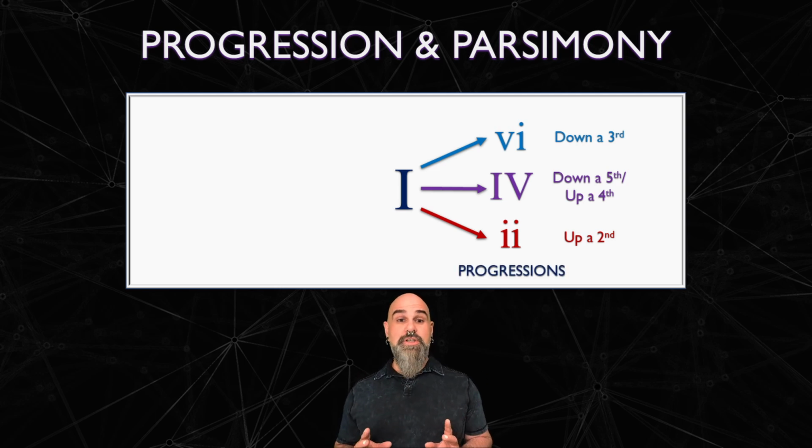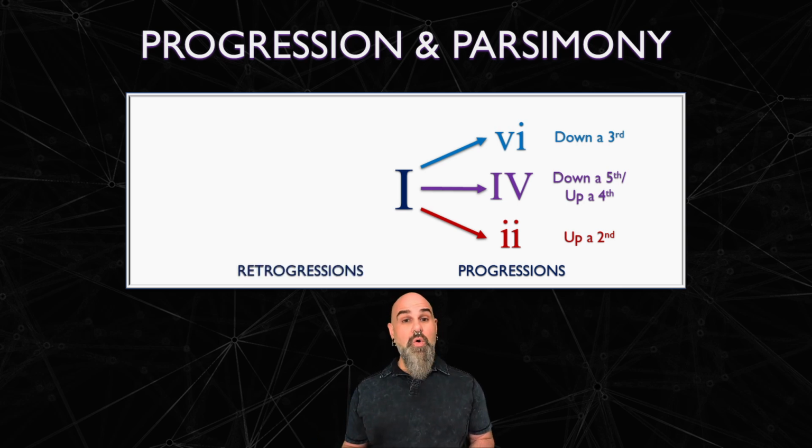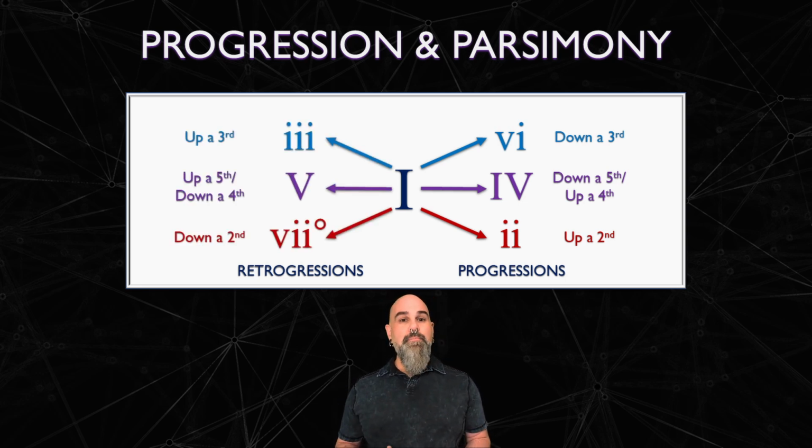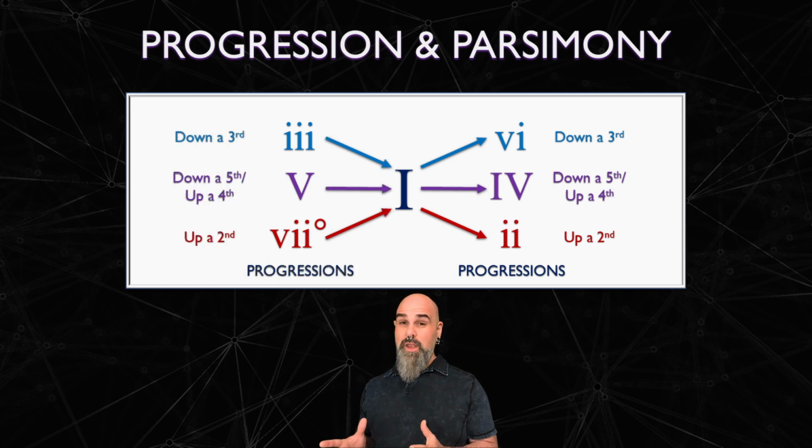These are progressions. If you need help remembering the direction and the numbers, we're always going to move down an odd number and up an even number. The flip side is that there are 3 other chords that would result in going the wrong way. These are retrogressions, chords whose roots are up a third, up a fifth or down a fourth, or down a second. But what that really means is that these chords will tend to move towards 1 rather than the other way around.